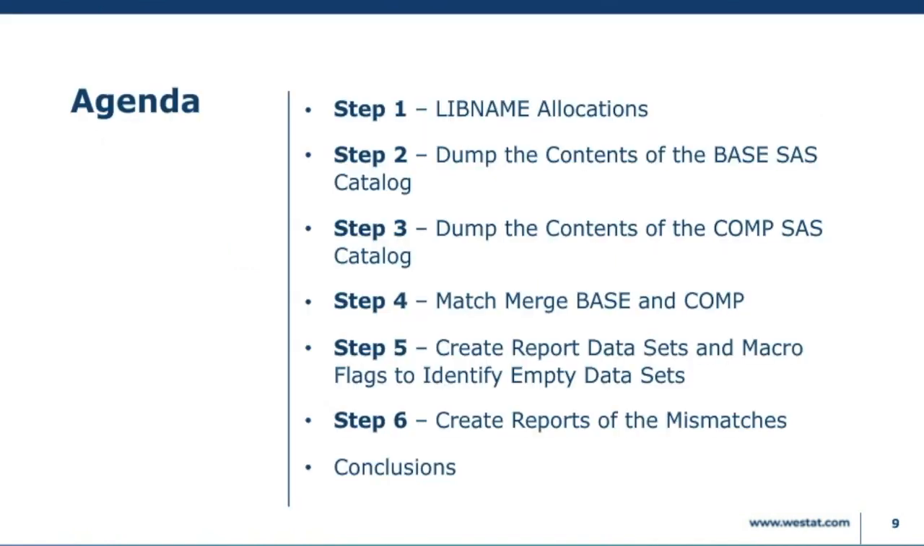directory. So what we're going to go over in the next 10 to 15 minutes is the following. We're going to go through my program step by step. I like to break my programs into individual steps to do a specific function. So step 1 will be LIBNAME allocations. Step 2, dump the contents of the base SAS catalog. Step 3, dump the contents of the comp SAS catalog. Step 4, match merge base and comp. Step 5, create report datasets and macro flags to identify empty datasets. And finally, step 6, create reports of the mismatches. I'll have some concluding remarks, and we'll go from there.